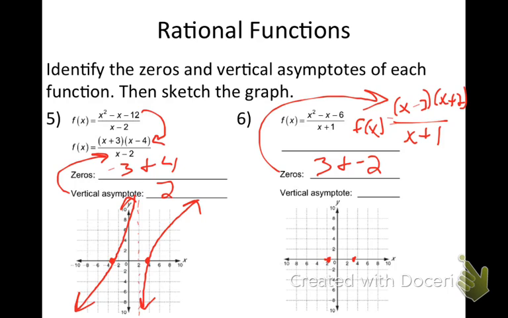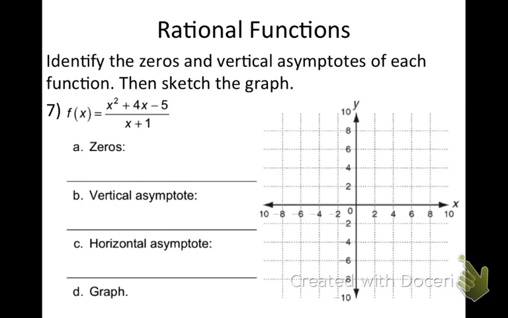Where's my vertical asymptote here, Garrett? Negative 1. Again, that comes from the denominator. So I have a vertical line right there. Great. Now I sketch my curve. Looks something like that, and something like that. There it is. Try number 7 on your own. Now there are no horizontal asymptotes on these ones, so don't worry about that part.